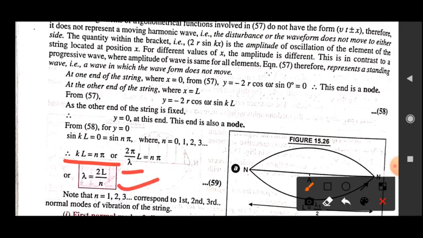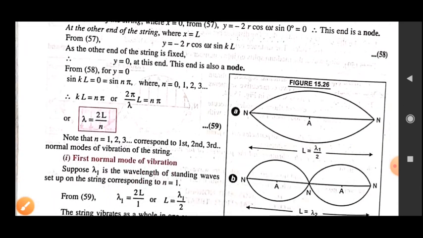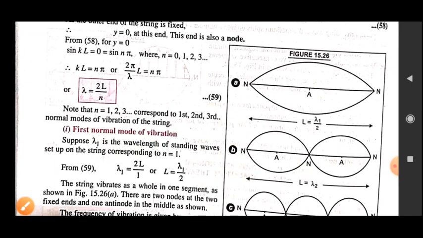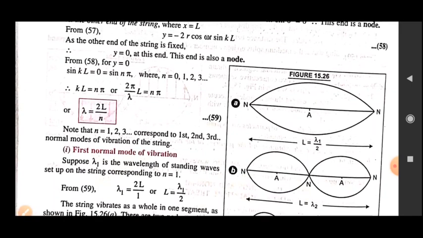Now finally you can calculate the wavelength of the wave. So the wavelength lambda is equal to 2L upon n, where n has value 1, 2, 3 and so on. n is equal to 1 is known as the first normal mode, n is equal to 2 is known as the second normal mode, then the third normal mode. In that way, a number of modes are produced in the string stretched between two ends, where a standing wave is formed. Now let's see the treatment of some modes of vibration one by one.